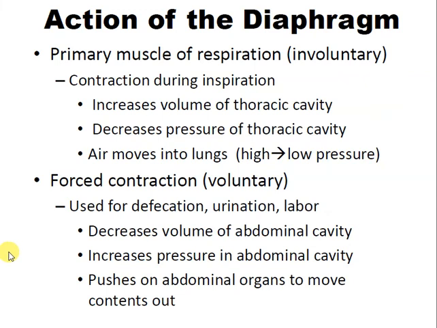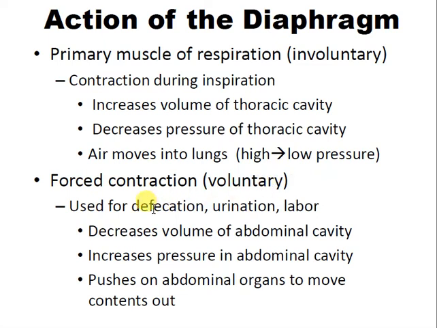The action of the diaphragm: it is the primary muscle of respiration, involuntary. Contraction during inspiration increases the volume of the thorax and decreases the pressure of the thorax. That means air enters inside, why? The pressure in the thorax is low, while outside there is high pressure. So air will move from outside into the thorax where there is low pressure. But that is involuntary. In forced contraction, that is voluntary, used for defecation.